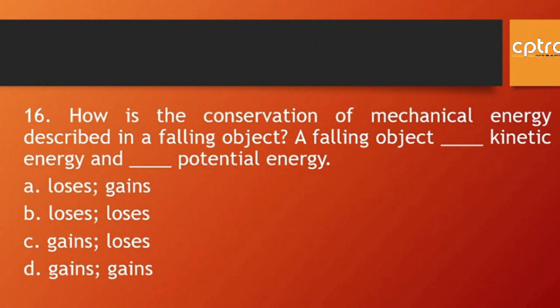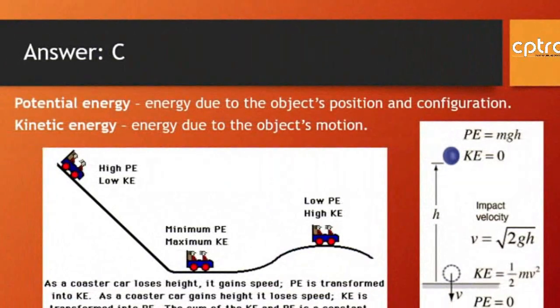16. How is the conservation of mechanical energy described in a falling object? A falling object blank kinetic energy and blank potential energy. The answer is letter C. Again, when you say potential energy, it is the energy due to position, and kinetic energy is the energy due to the object's motion, or it depends on the speed of the object.